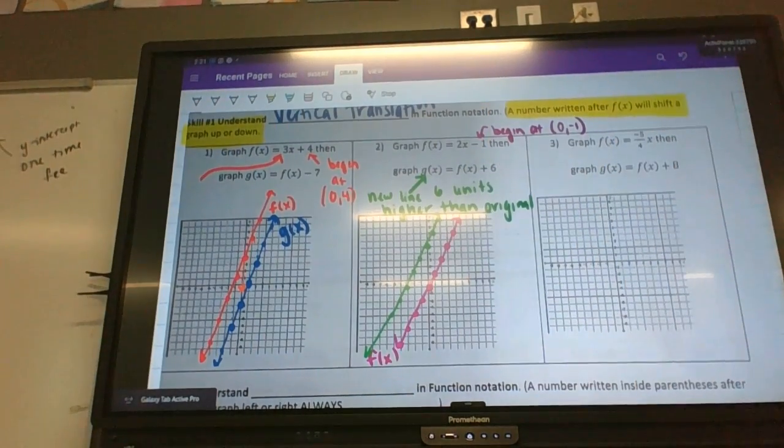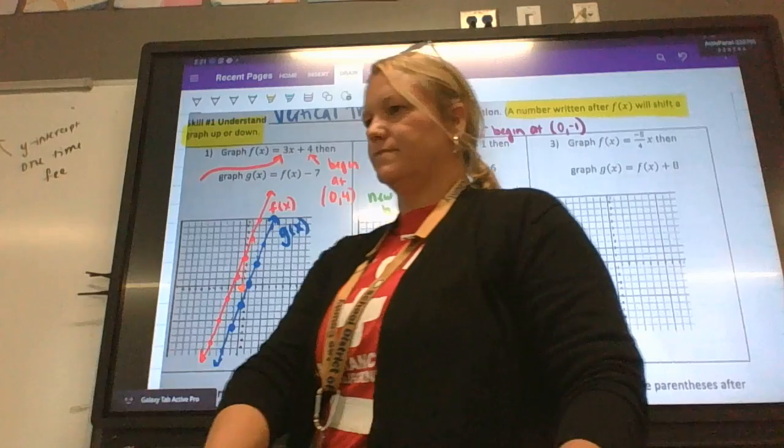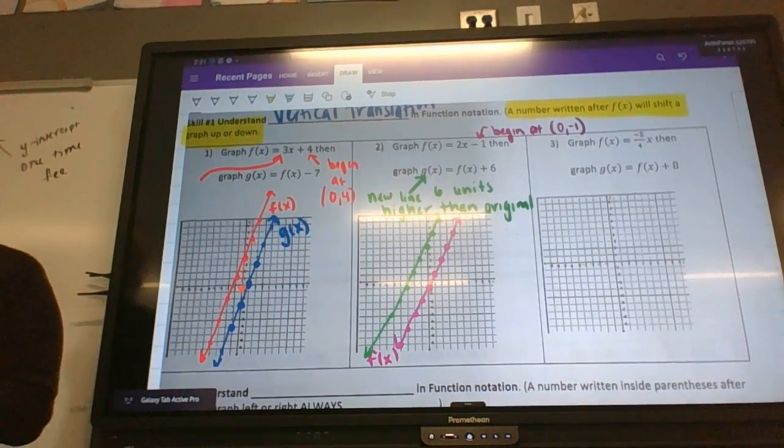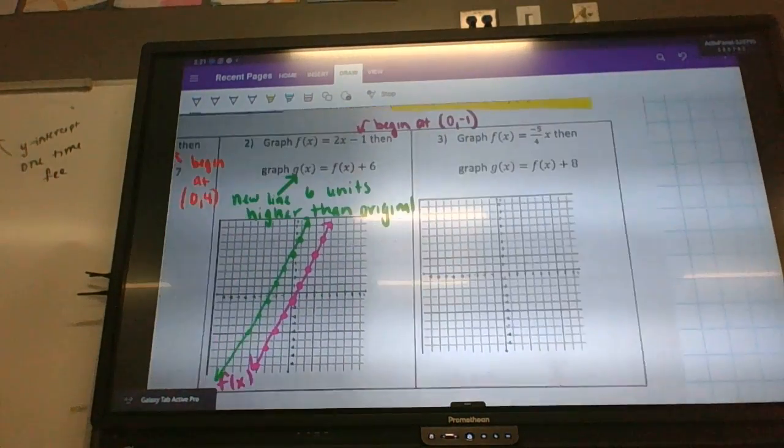All right, let's move on to number 3. That'll be the last one we do today. The last one is you won't have homework. Just finish number 3. Everybody has to finish number 3. You don't have to finish it for homework, but right now let's finish number 3.